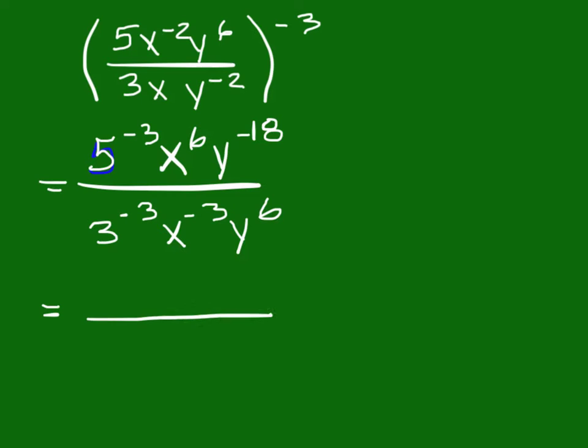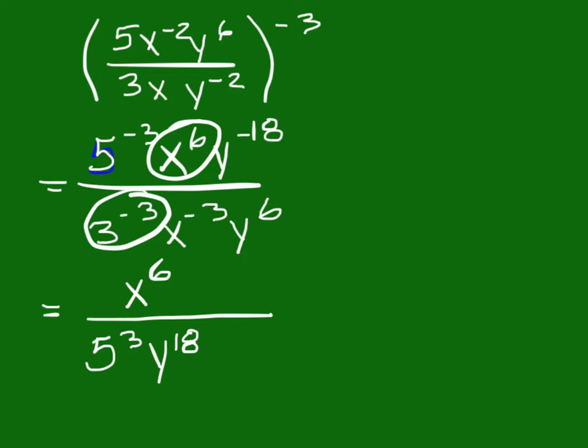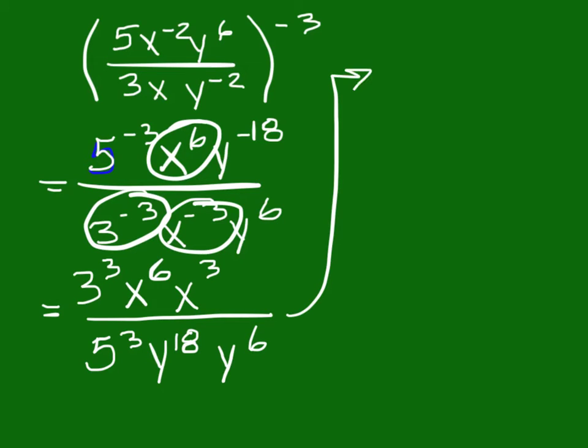You have on the top here a 5 to a negative 3rd power and a y to a negative 18th. So on the bottom, you should have 5 to the 3rd and y to the 18th. The x to the 6th stays on top. It's positive. Now on the bottom, you have 3 to the negative 3rd. That's got to go to the top and become 3 to the 3rd. You also have an x to the negative 3rd that goes to the top and makes it x to the 3rd. But the y to the 6th stays on the bottom.